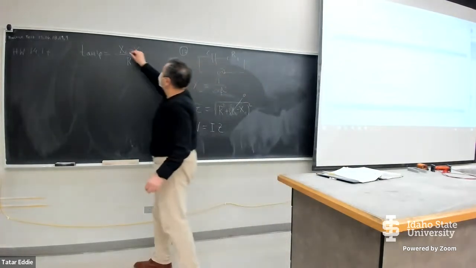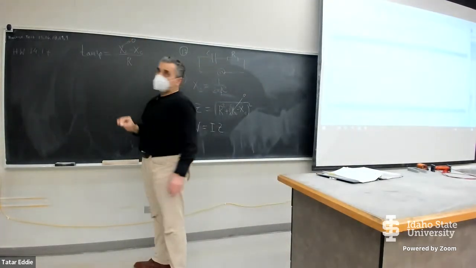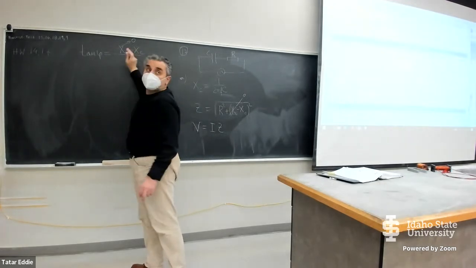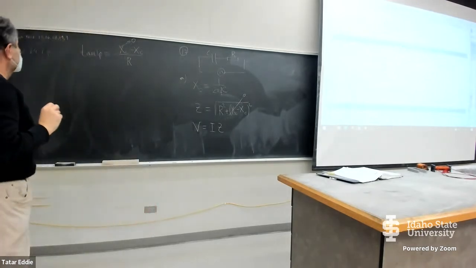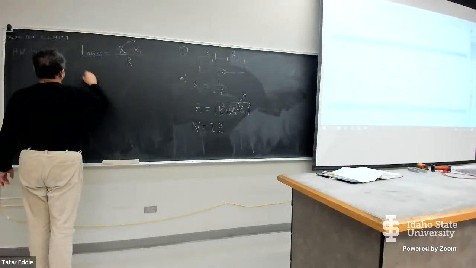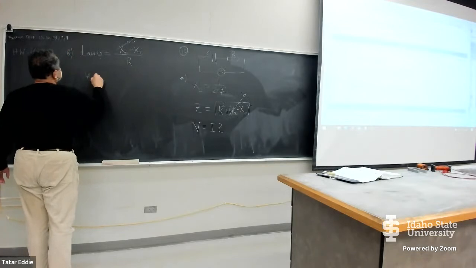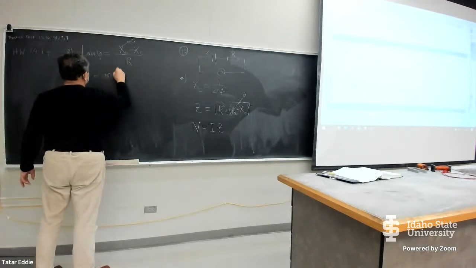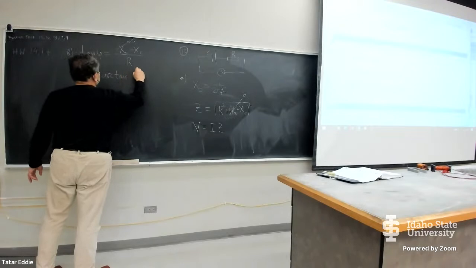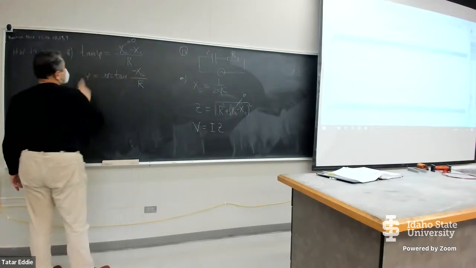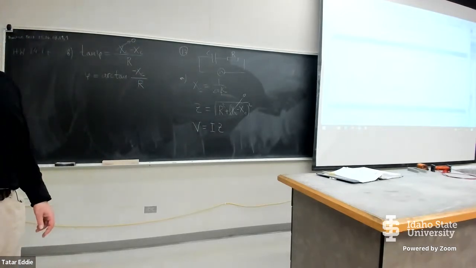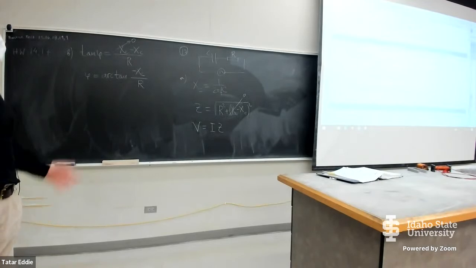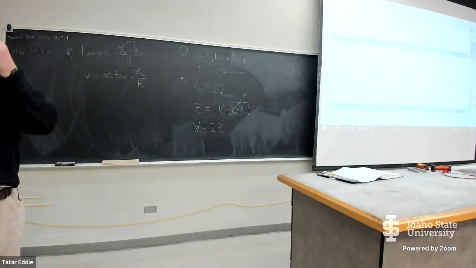What is XL? 0. So keep this negative algebraic sign, otherwise you're not going to get the correct answer. So the angle itself is going to be the inverse tangent of negative XC divided by the resistance. And this should give the correct angle. Make sure that your calculator is in degrees. So you're going to get some negative angle.